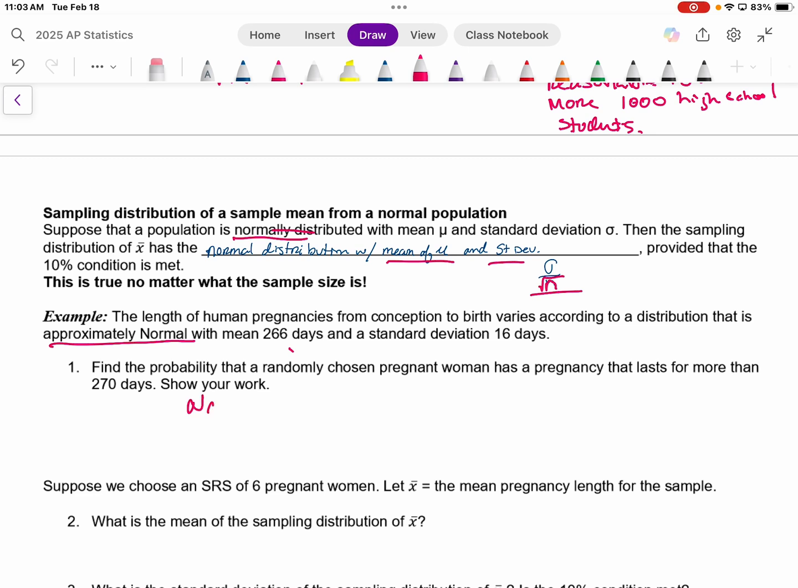We know we want to do a normal CDF because they said that this was approximately normal. We're trying to find the probability that X is greater than 270. So my lower bound is 270. My upper bound, heaven forbid that a pregnancy lasts more than 100,000 days, but maybe we scale this one back to more like 1,000 days for the context. You can put down a big number, but at least for women, we don't want them that pregnant that long.